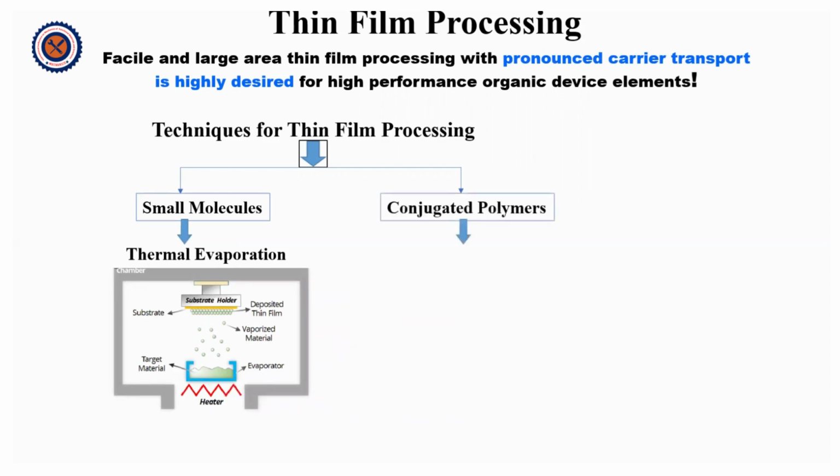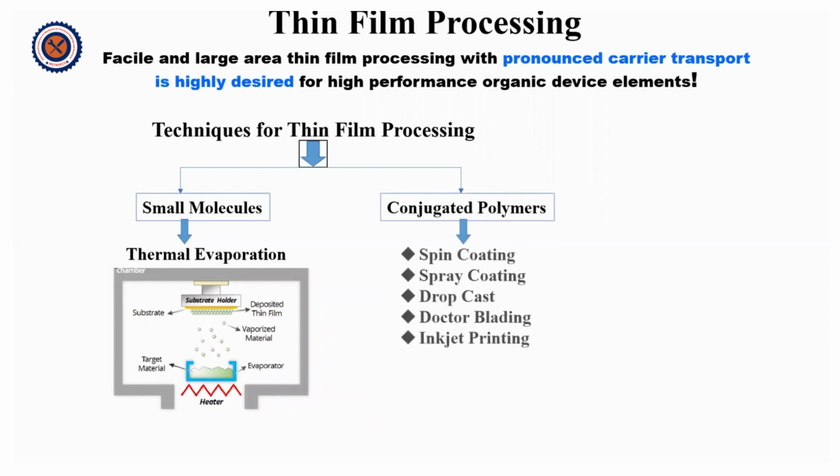For the second one, that is for conjugated polymers, we have several methods like spin coating, which is one of the most highly used methods in the world, spray coating, drop casting, doctor blading, inkjet printing, etc.